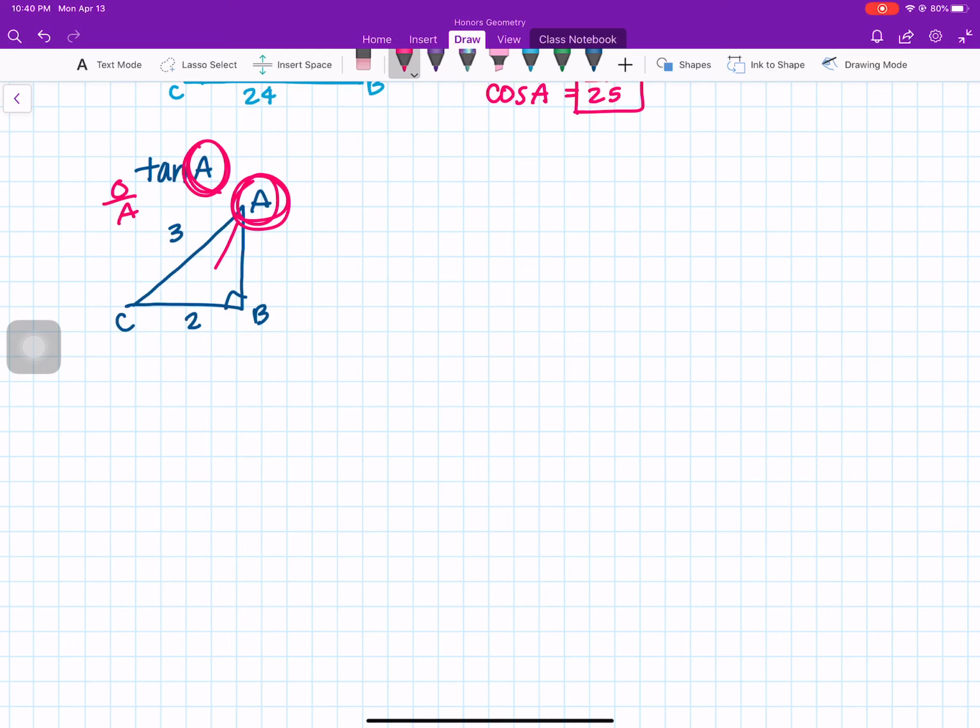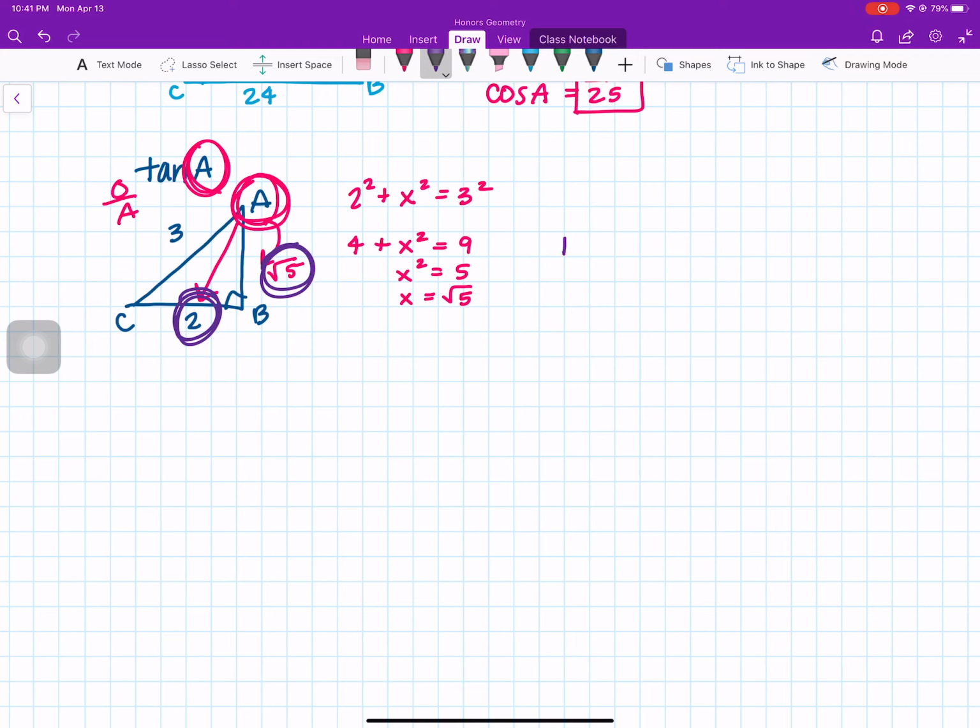So looking at angle A, the opposite side is 2, and the adjacent side we don't actually know. So before we can do anything, we have to do the Pythagorean theorem. So this is 4 plus x squared equals 9. X squared would have to equal 5, which means x equals root 5. So now I can do my opposite over my adjacent. The tangent of A has to equal 2 over root 5.